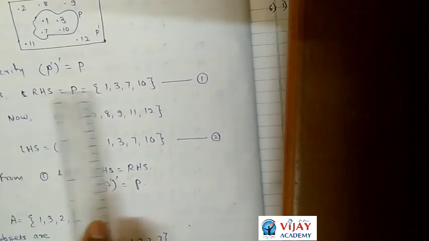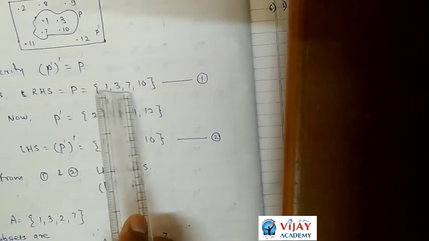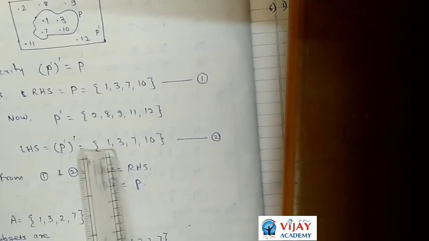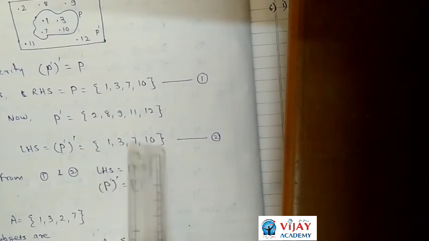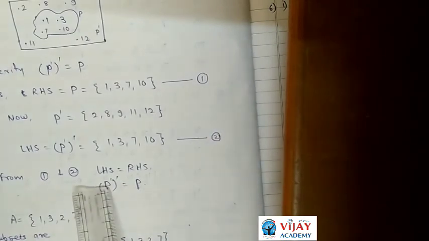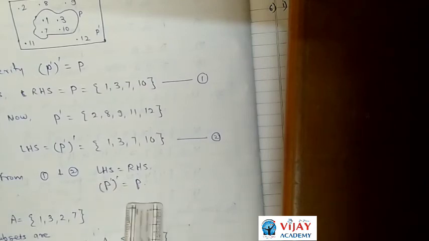First, RHS, P consists of the elements 1, 3, 7, 10. Complement of complement means LHS also consists of the same elements 1, 3, 7, 10. So we get the same sets, that is LHS is equal to RHS. P dash's complement, the complement of P's complement, is equal to the original set.